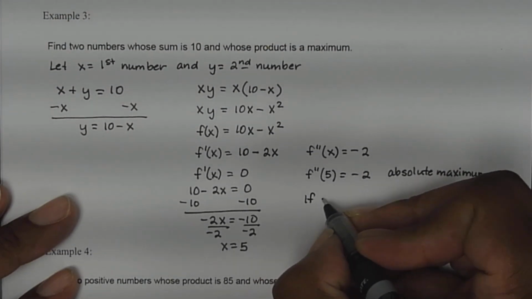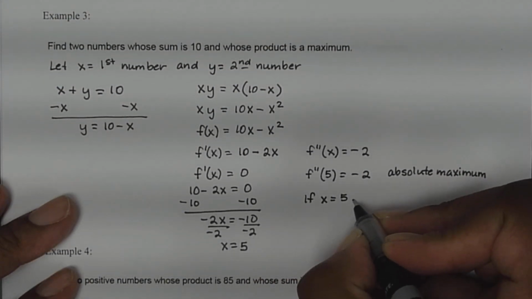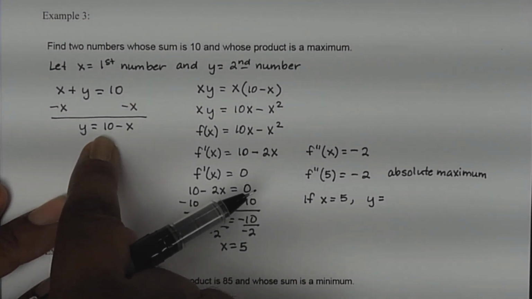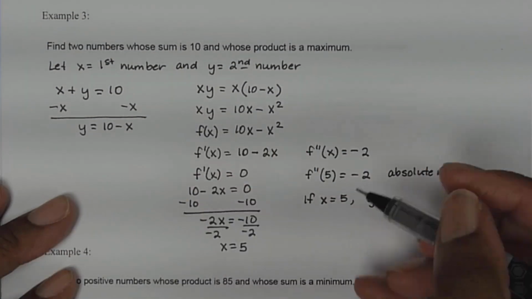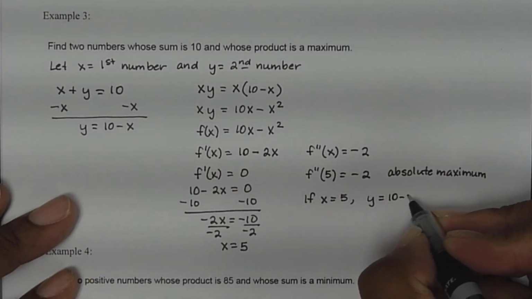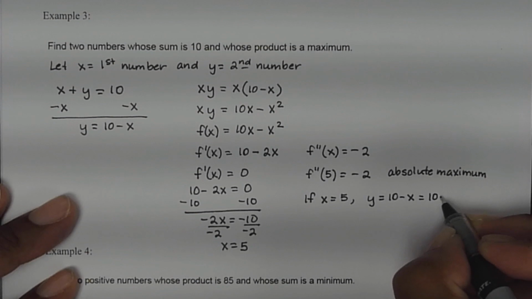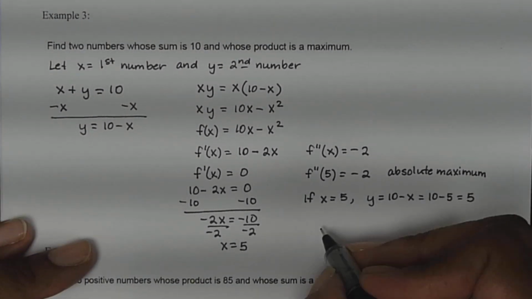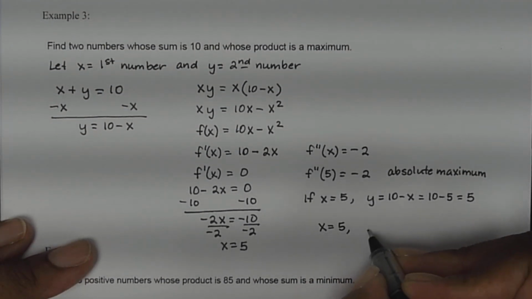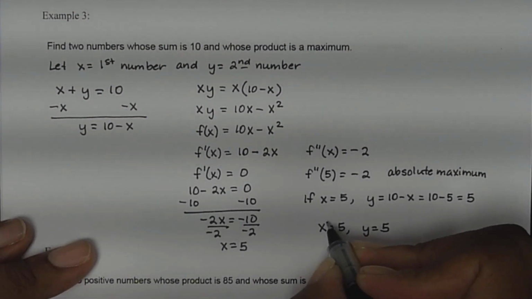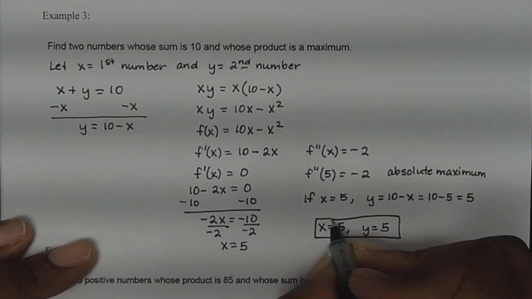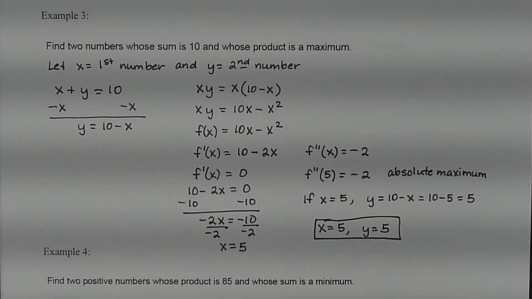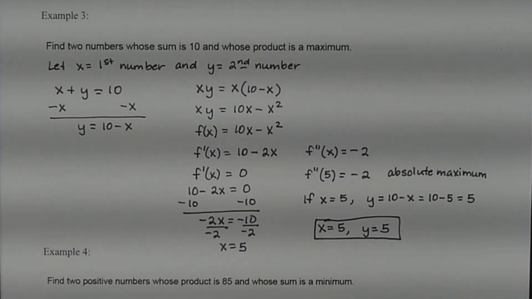So in this case, if x is equal to 5, then I can find out what y is, using that 10 minus x, because y is 10 minus x, and that would mean 10 minus 5, which is 5. So here x is equal to 5, and y is equal to 5. Those are the two numbers where the sum of the two is 10. The product will give me a maximum. Okay?